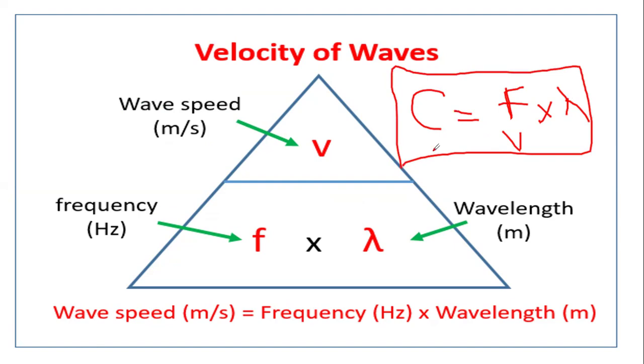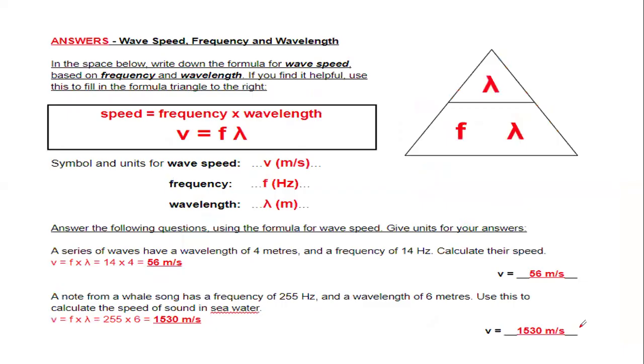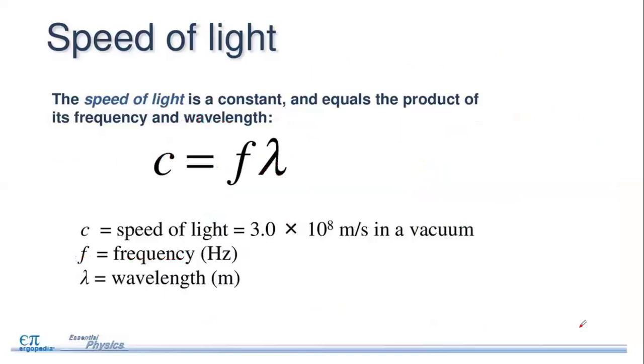You can be given the speed and the wavelength, and you find the frequency. Or you can be given the frequency and the wavelength, and you find the speed. That's it. It's important to note that the speed is measured in meters per second, the frequency in hertz, and the wavelength in meters. Now we can talk about the speed of light, represented by c, which is just the speed of the wave, equal to the frequency multiplied by the wavelength.